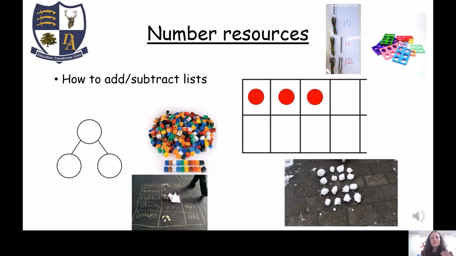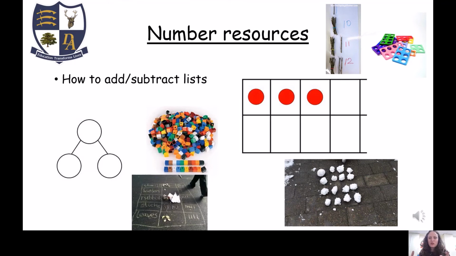Number resources, some more number resources as well. This is a lot of what we use at home. So the one that has a circle at the top and 2 circles at the bottom, that is called a part whole model. And as we go on later in the year, we'll be using that more and more, where we put the whole number in the front top, and then we do 2 parts of the number.